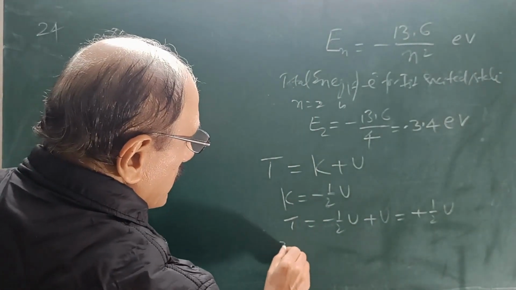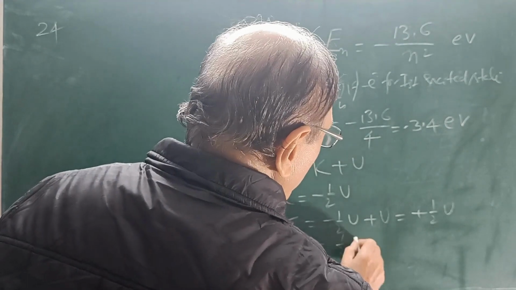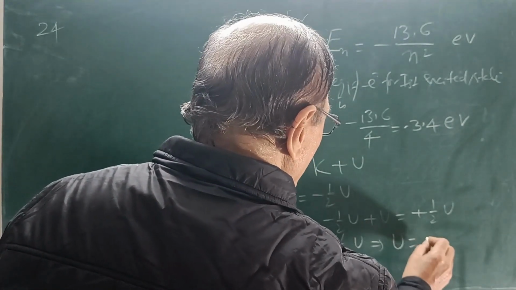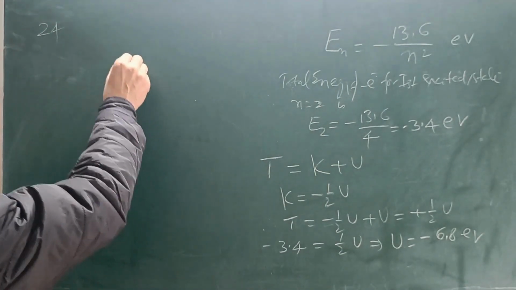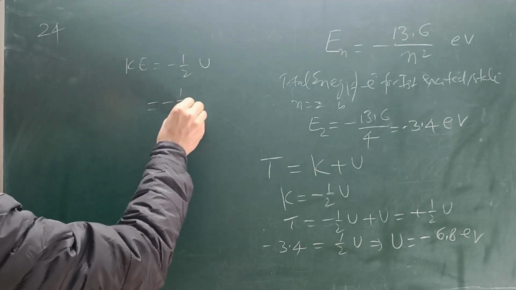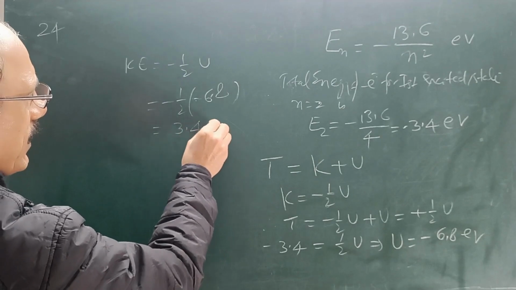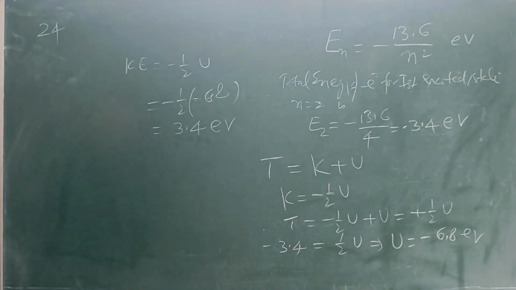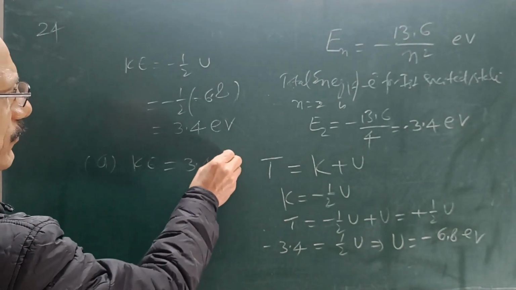So here it is minus 3.4 equals half of the U. That means potential energy U will be minus 6.8 electron volt, and kinetic energy is minus half of the U, that is minus half of minus 6.8, that is 3.4 electron volt positive. So the answer to part A, what is the kinetic energy of the electron in this state? The kinetic energy of the electron in this state is 3.4 electron volt.